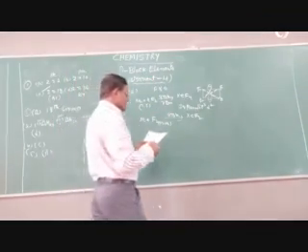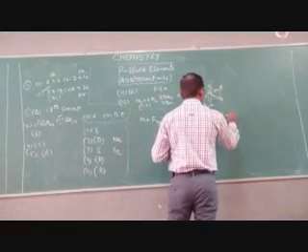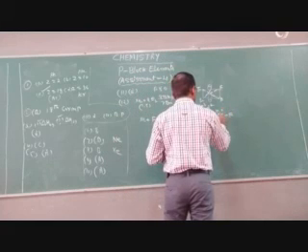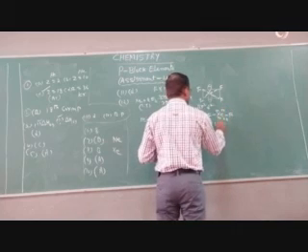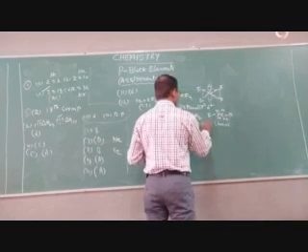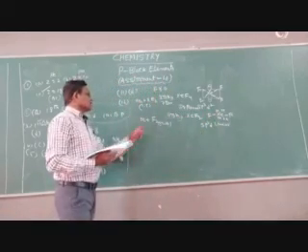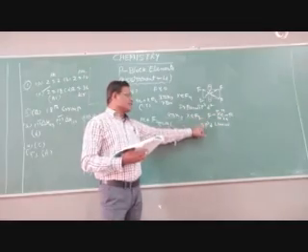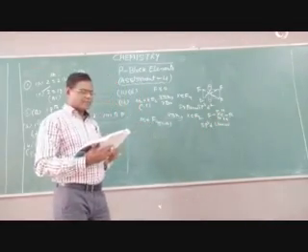For XeF2, what is the shape, children? XeF2 is a linear shape. Fluorine, fluorine, and the remaining 3 lone pairs of electrons. So the shape is linear, and it undergoes sp3d hybridization. So Xe and fluorine combine to form xenon difluoride, hybridization sp3d, and the shape is linear.